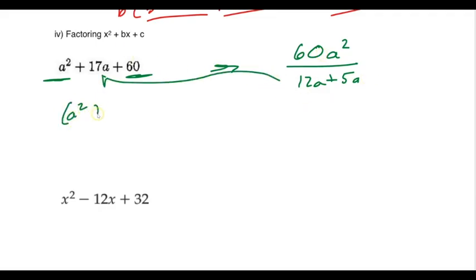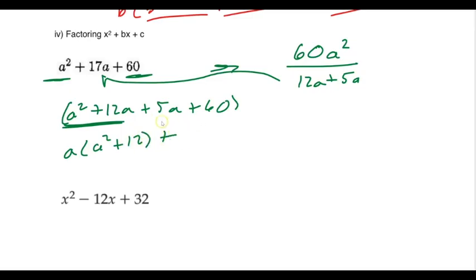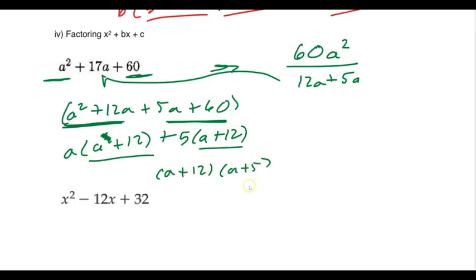I'm going to get a squared plus 12a plus 5a plus 60. These have a in common, a squared plus 12. Bring down the middle sign. These have a 5 in common. Sorry, a plus 12. Then I get a plus 12. These match, a plus 12, a plus 5. So it still works. That's the proper way of doing it.